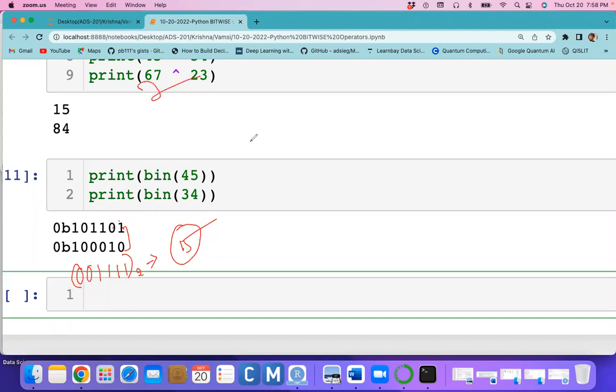Meanwhile, you can do it yourself with 67 and 23. Convert 67 into binary, convert 23 also into binary, and apply the XOR operation on the bit level. Then you will get some binary result. Try converting that result into decimal. Then you will get that specific result, which is 84 only. Clear?